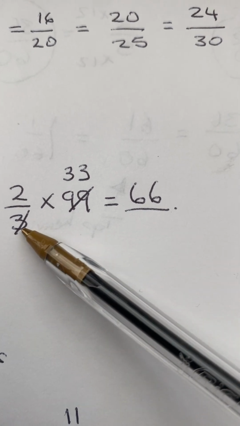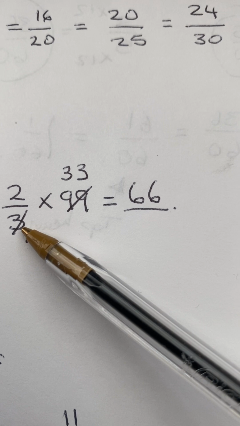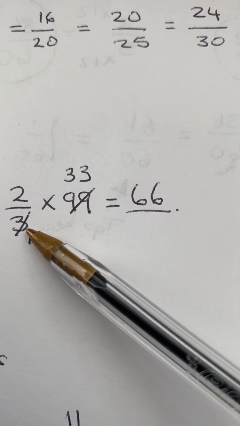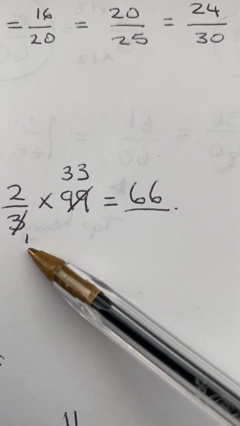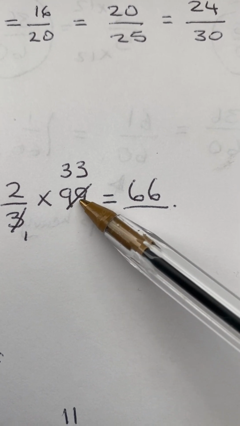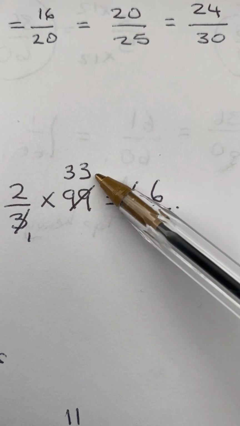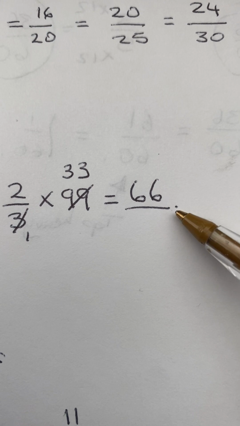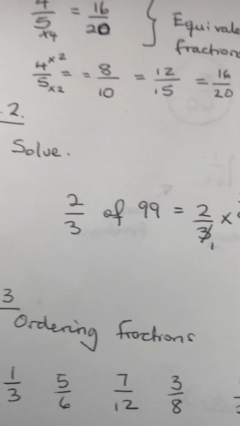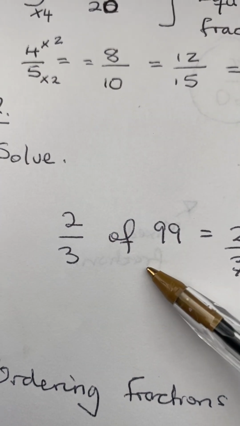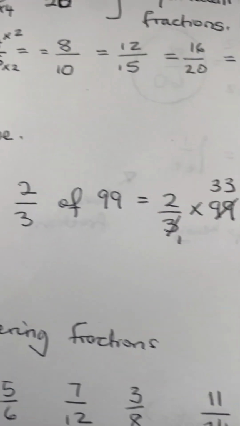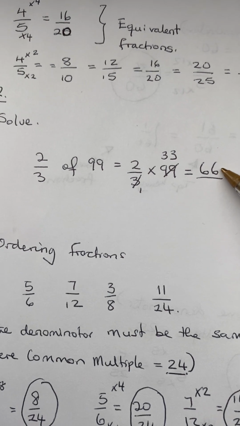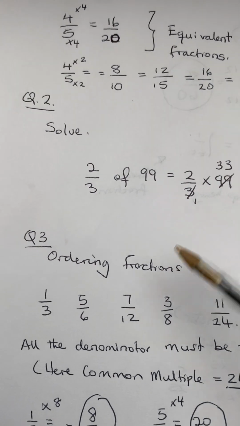Now 3 is a common factor of 3 and 99. So how many 3's do I have in 3? 1. How many 3's would I have in 99? 33. So 2 times 33 is 66. So 2/3 of 99 is 66. That is our second question.